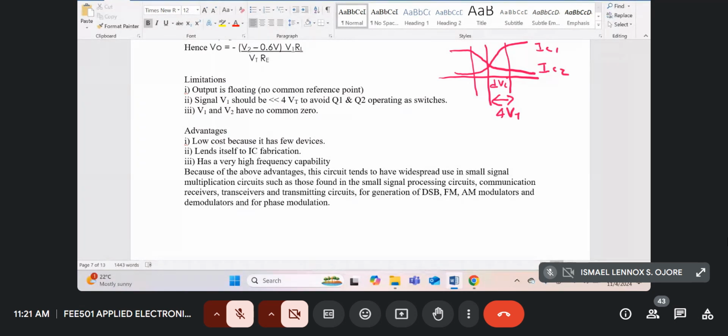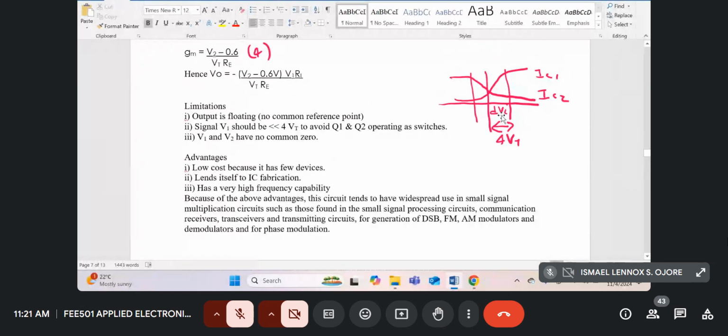for the difference amplifier. Because the sum of the two currents should always be equal to, for the differential amplifier, the sum of the two currents, the magnitude should be always equal to IEE. I hope you saw those curves when you're studying differential amplifiers. So number two there, signal V1. V1 is the input to the difference amplifier. It will always be less than 4 VT to avoid Q1 and Q2 operating as switches. Because once they saturate, the current can't pass anymore.